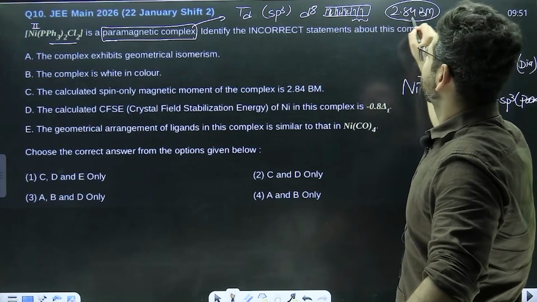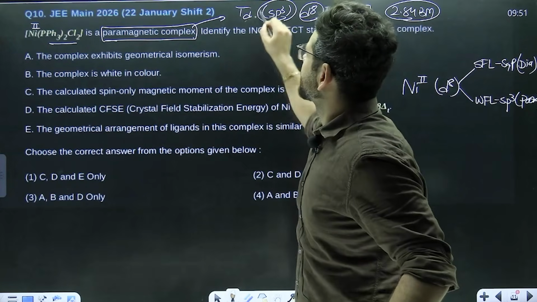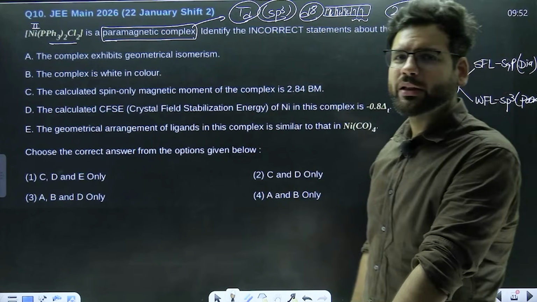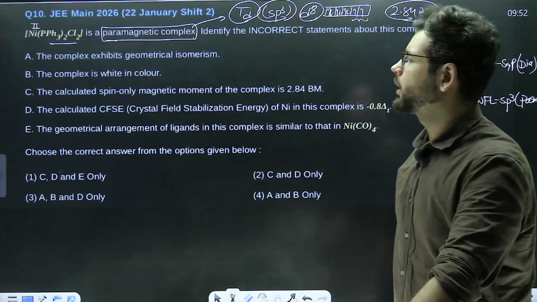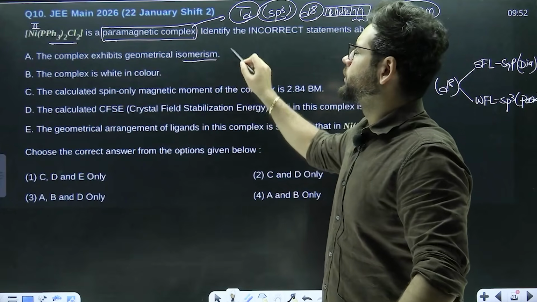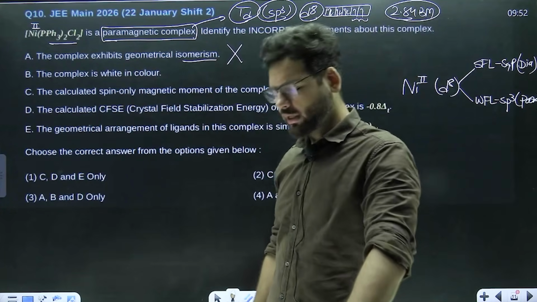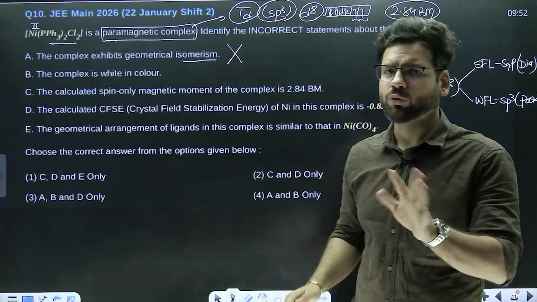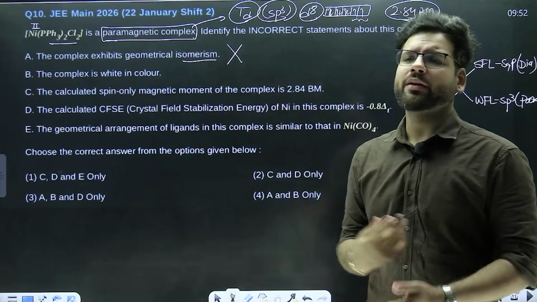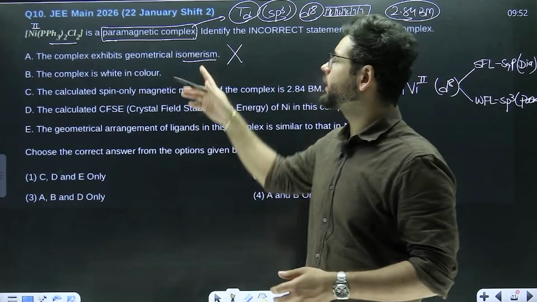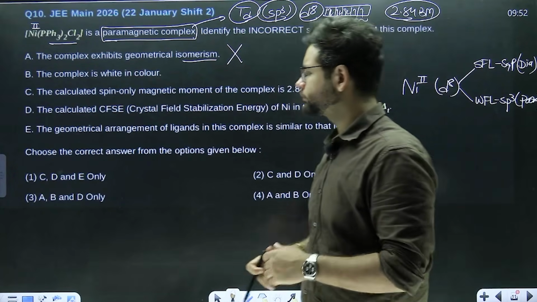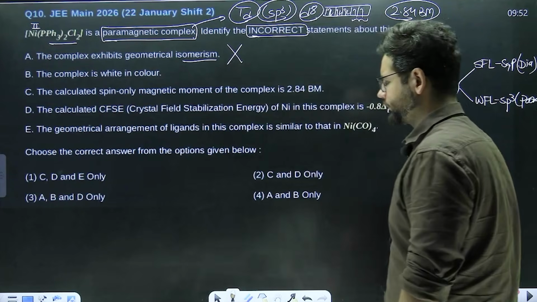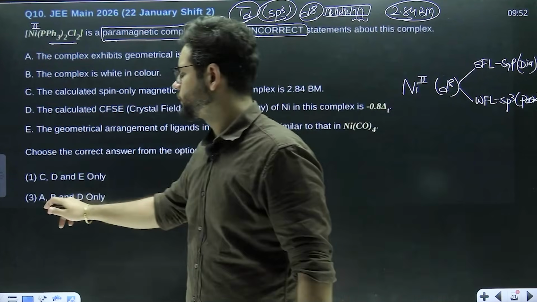These are the 4 things which we can tell by looking at a complex. I have written about it: para, tetrahedral, sp3 and D8. Complex exhibits geometrical isomerism? Not at all. So this is the mistake you will make. Looking at it as Ma2B2, you will say yes, it will show cis and trans. No. Tetrahedral complexes never show cis and trans. So it was very important to find out the geometry first. They are asking to identify the incorrect statement. A is incorrect. This option and this option, 2 options we are reaching to.